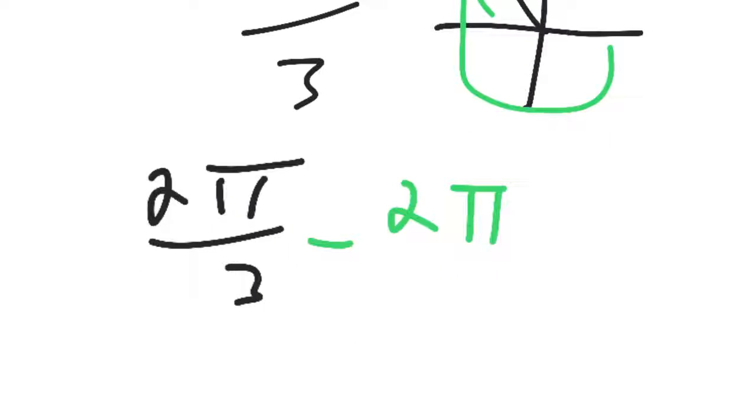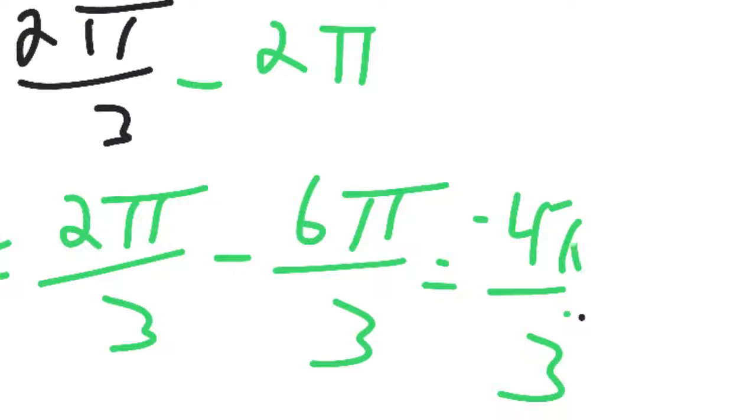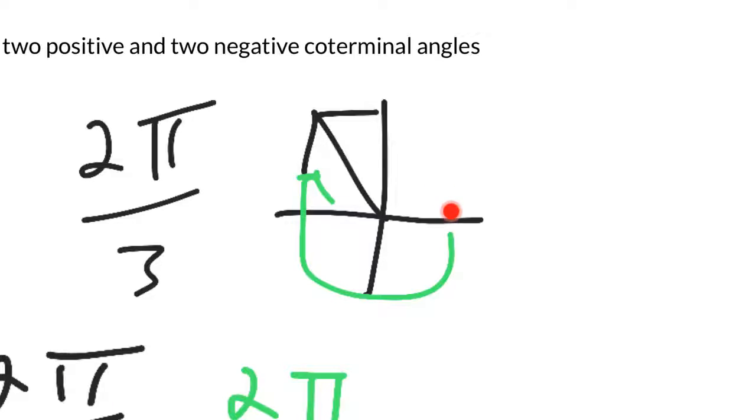And when we do this, this is just fraction arithmetic. I got common denominators, and when you subtract those, you get negative 4 pi over 3. So negative 4 pi over 3 is a coterminal angle to 2 pi over 3. Because if we go back to our graph, here's negative pi over 2. Here's negative pi. Negative 3 pi over 2 is up here, so negative 4 pi over 3 does land in the same spot.